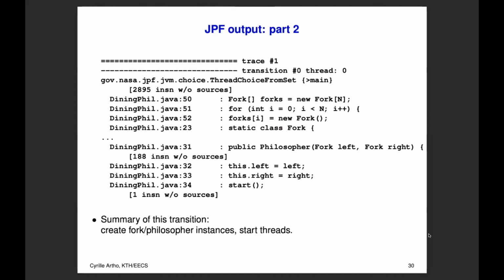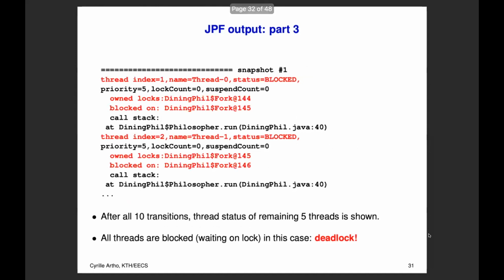We also see this instruction without sources. This means this is part of the Java standard library. So this is not shown as part of the error trace in the default configuration. The rationale for this is that you normally look for bugs in your own program and not in the library. But if you suspect that it's the interaction of your own program and the library, then you can also configure JPF to display source information of the library calls. That would typically clutter the trace, so it's not done.